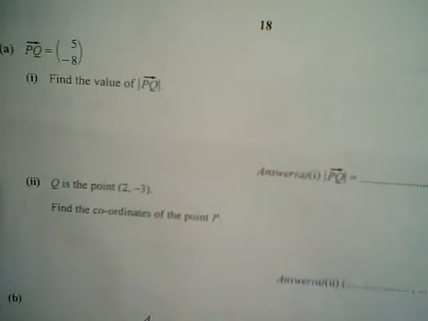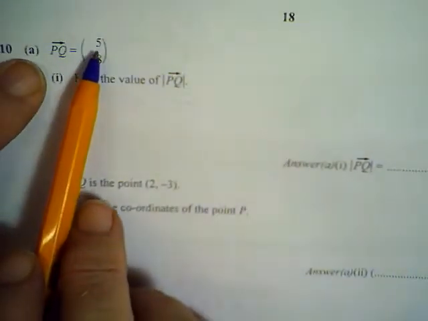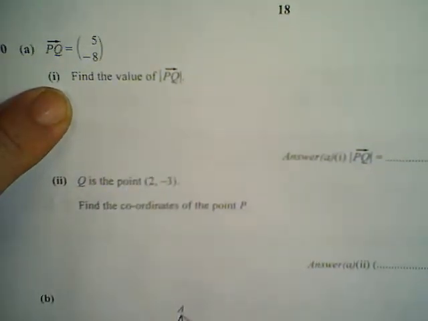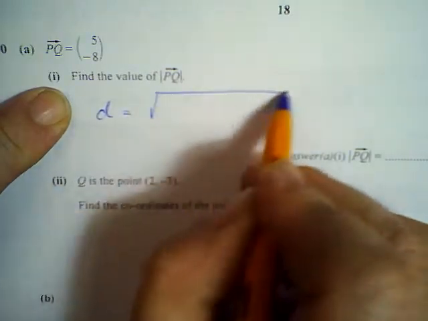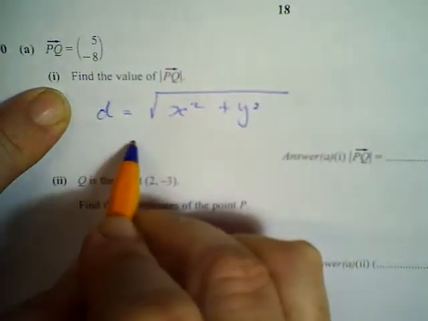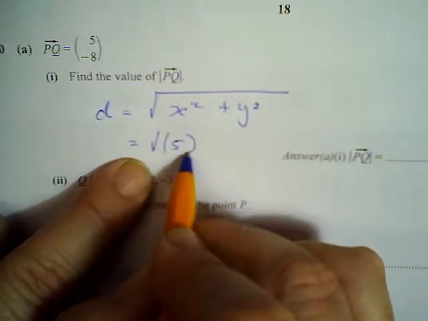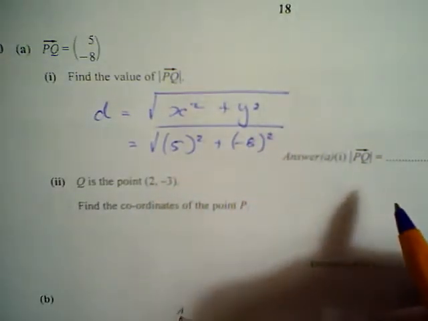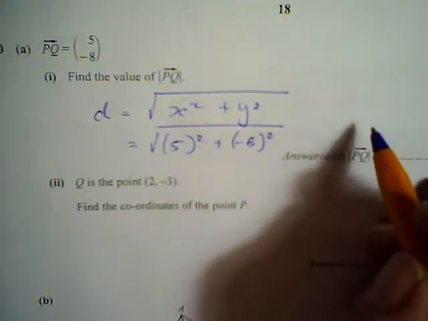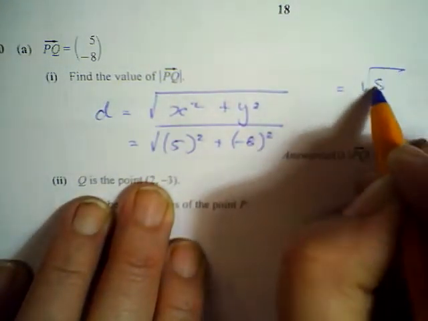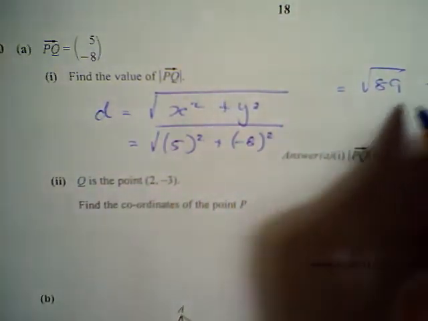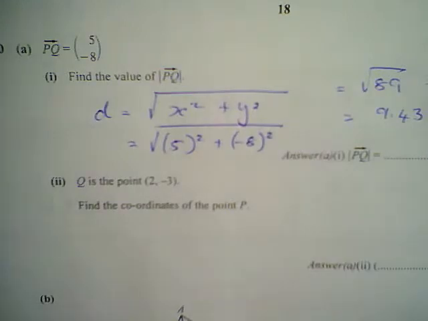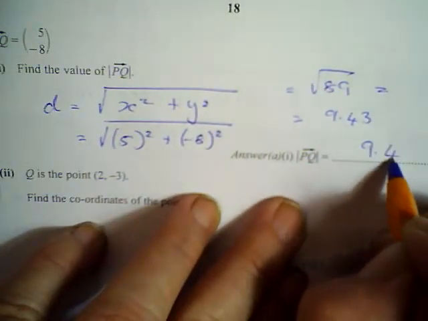Okay, question 10, and we're moving strongly here. PQ is (5, negative 8). Find the value of the absolute value of PQ. So we know that this is the distance. The distance would be the square root of x squared plus y squared, so 5 squared plus negative 8 squared. I can use my calculator to find that answer. I got square root of 89, which is approximately 9.43 as a rounded-off number.